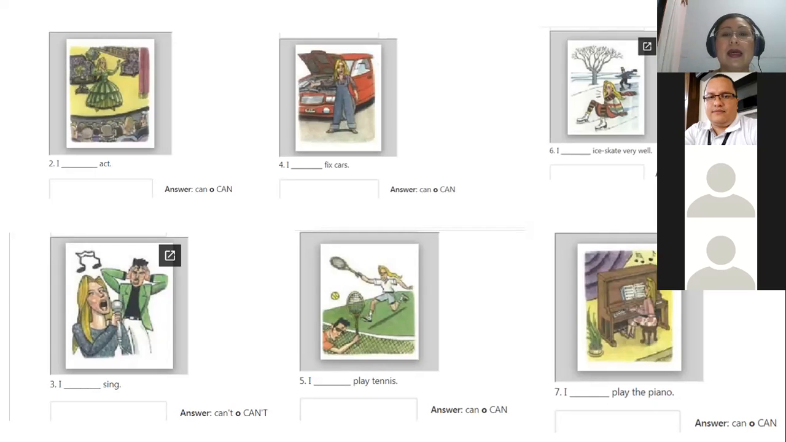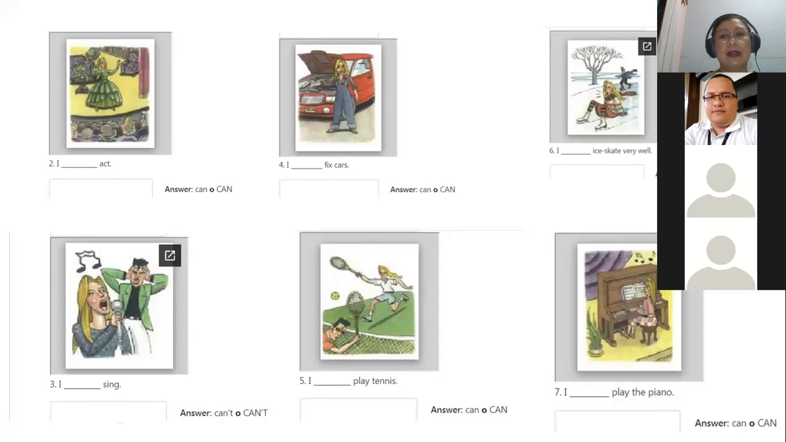The other is another lady that is repairing a car. So it's affirmative. She can fix cars, right? And the other one is a lady that is falling down on the ice. So you can say, no, this lady can't. The lady says, I can't ice skate very well, because she fell down, right? Okay, the other one is number three.